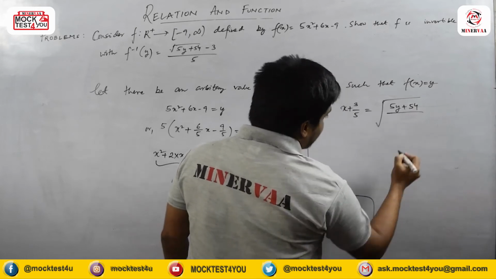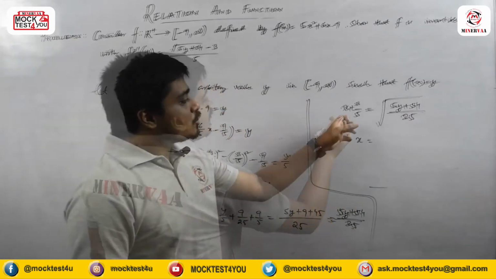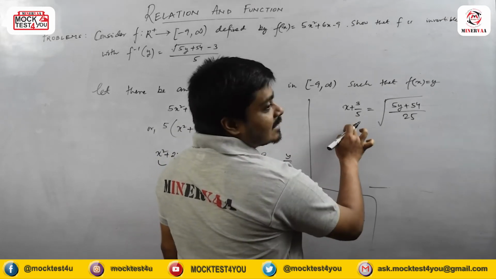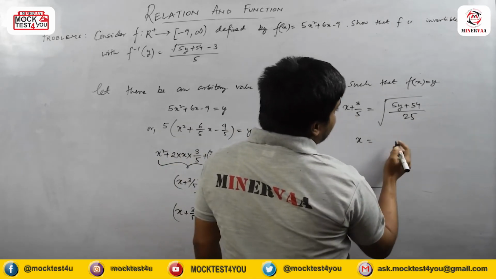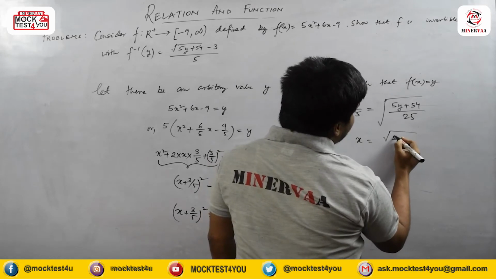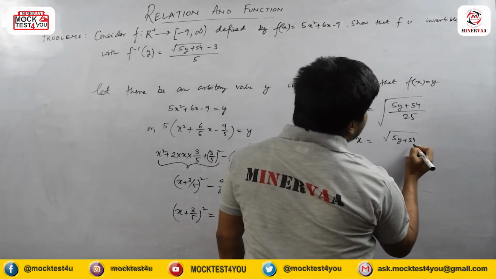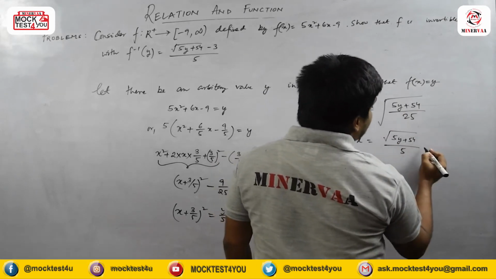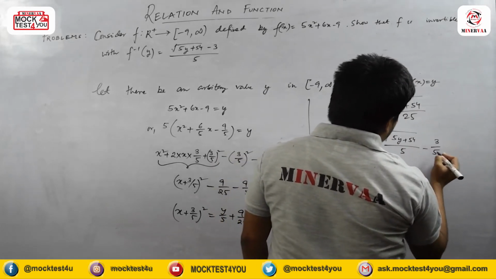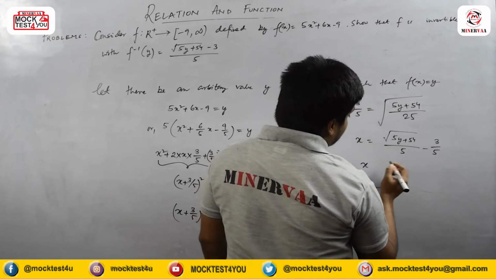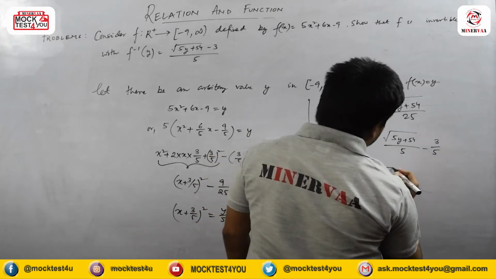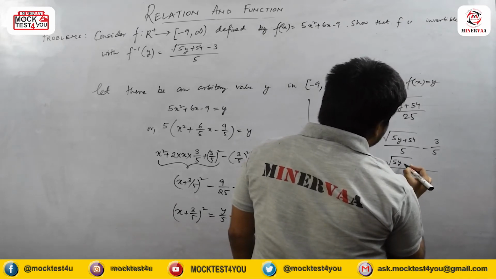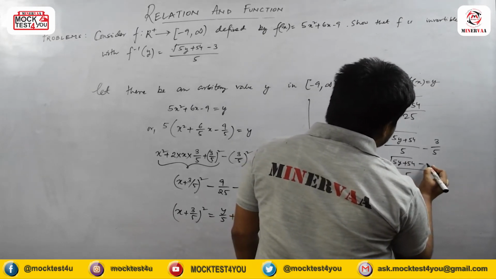So what we have in here is that we will take this 3 by 5 to that side. So what do we get? The square root of 5y plus 54 divided by, if I take this 25 outside the square root, I get 5, minus 3 by 5, and we have x is equal to, let us write this one together. So we can write this one as root over of 5y plus 54 minus 3, all divided by 5.